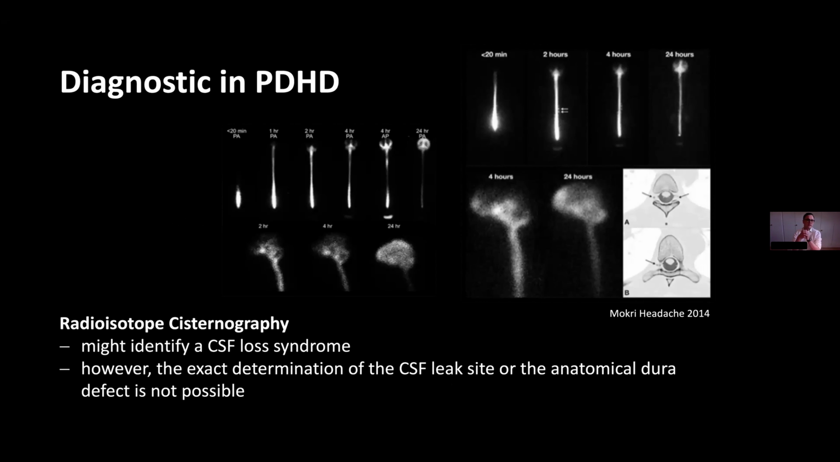Another diagnostic modality would be radioisotope cisternography. This might identify a CSF loss syndrome, but the exact determination of the CSF leak site or the anatomical dural defect is right now not really possible. I think this technique will advance and give us a better opportunity to identify the leaks.